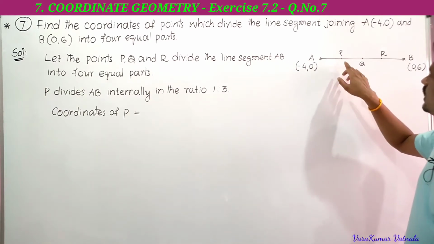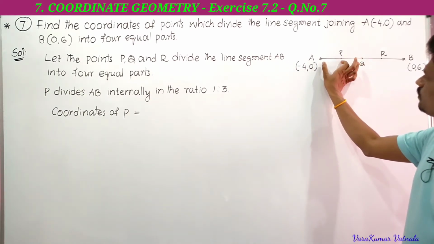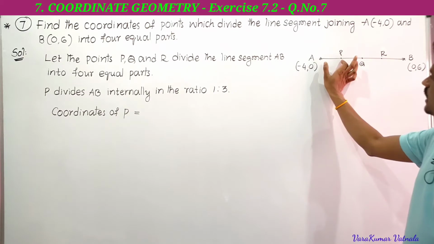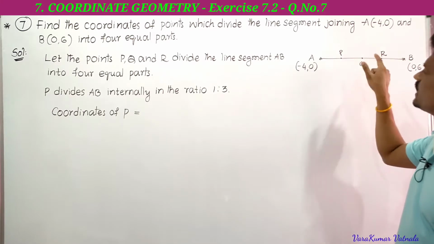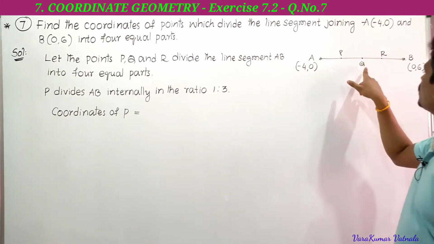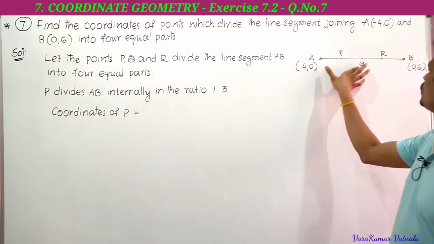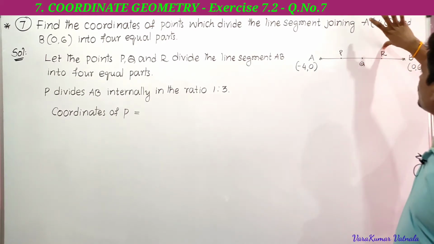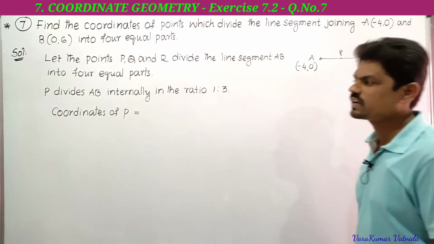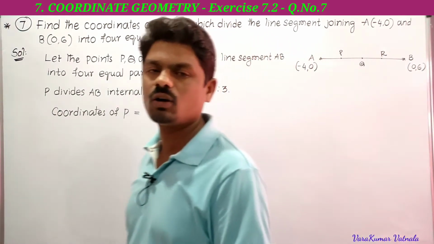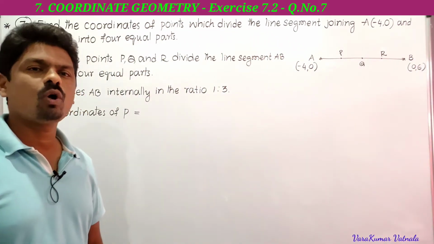Then see here, P divides the line segment AB in the ratio 1:3, Q divides in the ratio 2:2 and R divides in the ratio 3:1. So using the section formula, now we have to find the coordinates of P, Q and R.